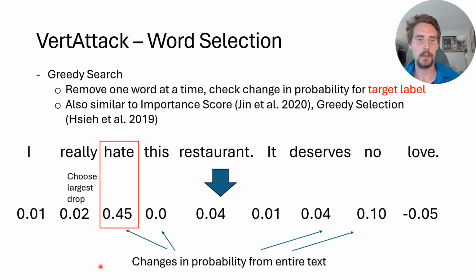So finally, the word that is selected is the one that has the highest drop in probability, because this is the word that the classifier is relying on the most to help it make its classification decision. In this case, "hate" has a much larger drop than any of the others, so this would be the first one that's chosen to be modified.